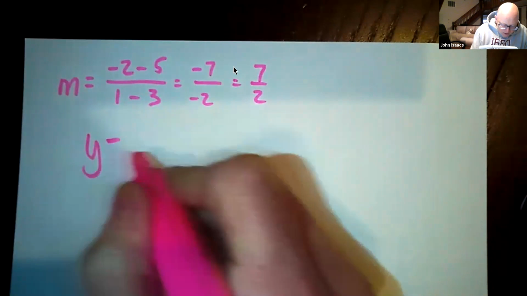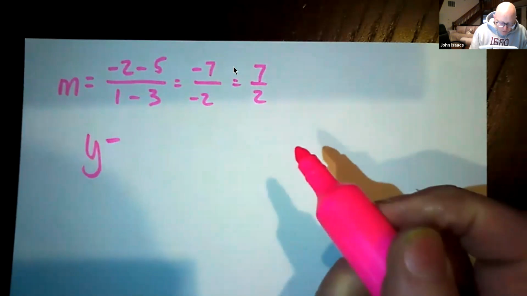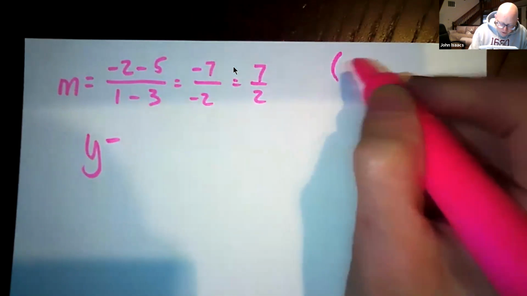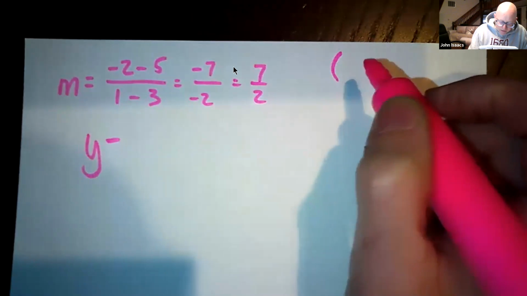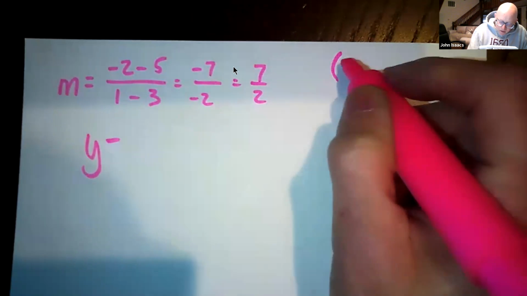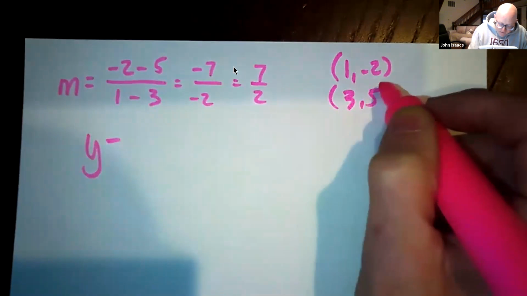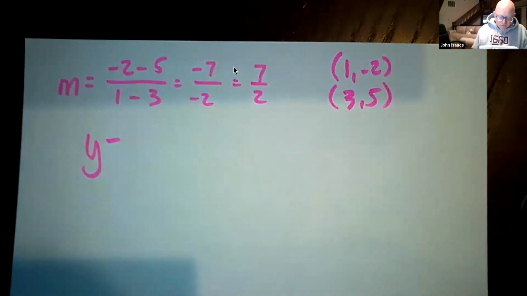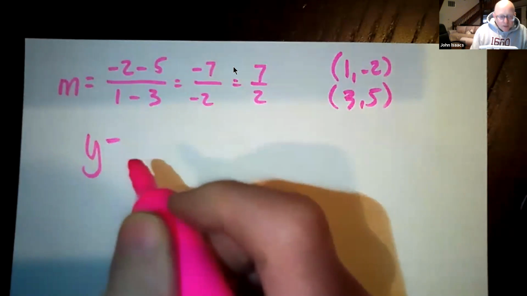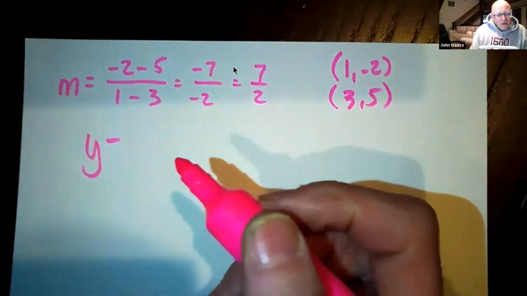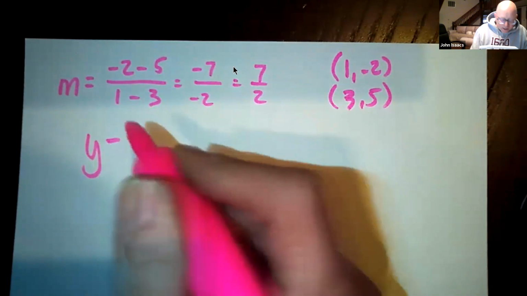So, the two ordered pairs, let's write down the two ordered pairs so we have them and we don't get them mixed up with anything, are (1, -2) and (3, 5). Okay, so point slope form, we actually don't use k and h. We should use k and h, but we don't.